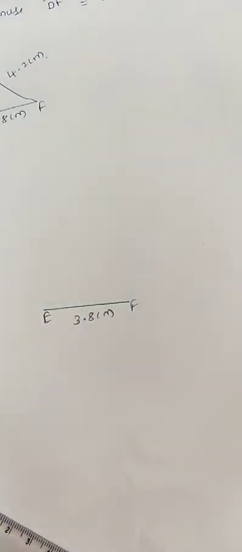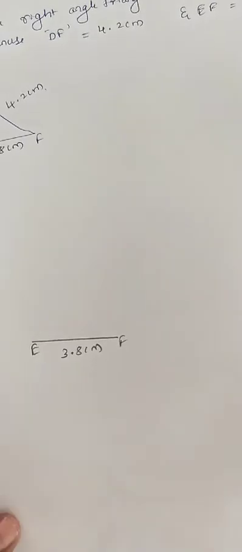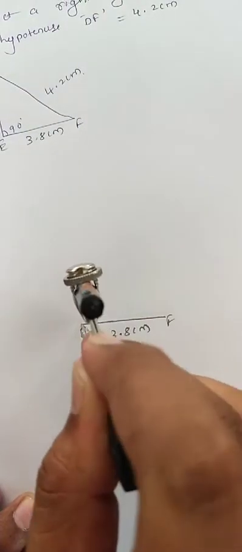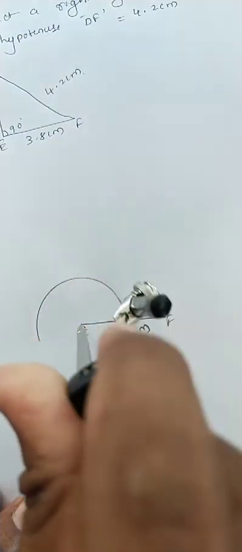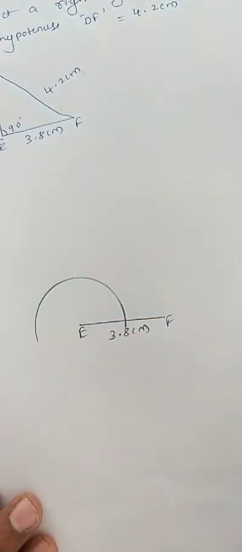So now, from E we have to construct an angle of 90 degrees. By using a compass we draw a 90 degree angle, or using a protractor we can see. Now we are going to start with E. First you have to keep the compass on E. Take any radius. Just draw a semicircle by keeping the compass on E.